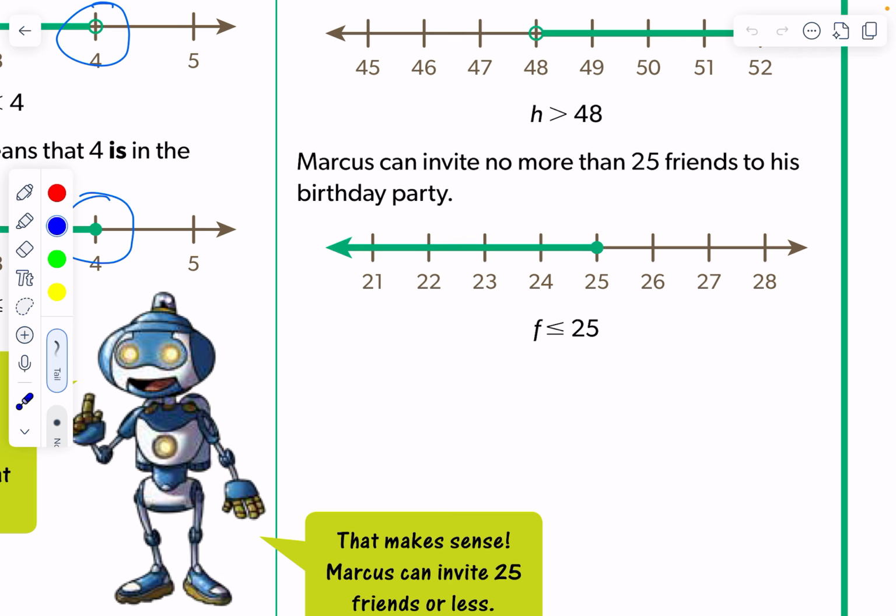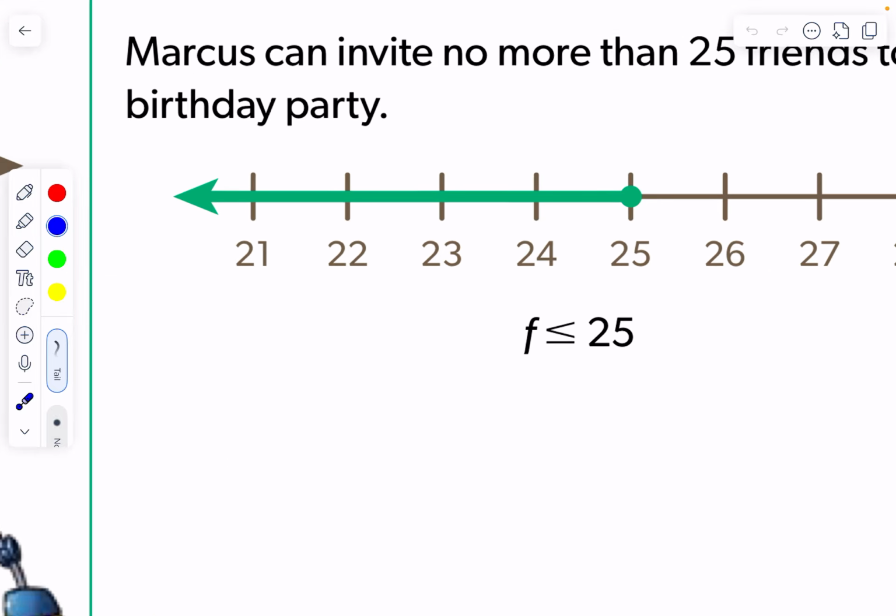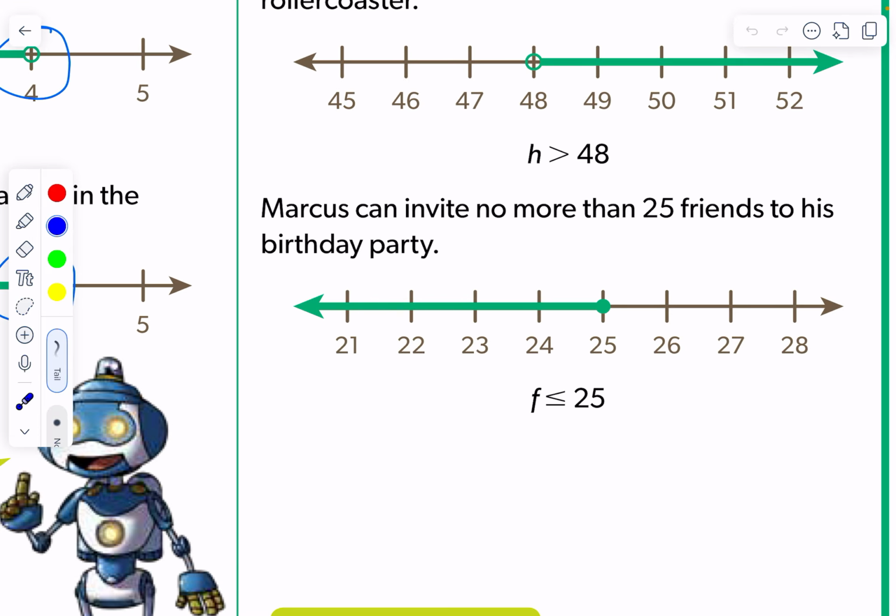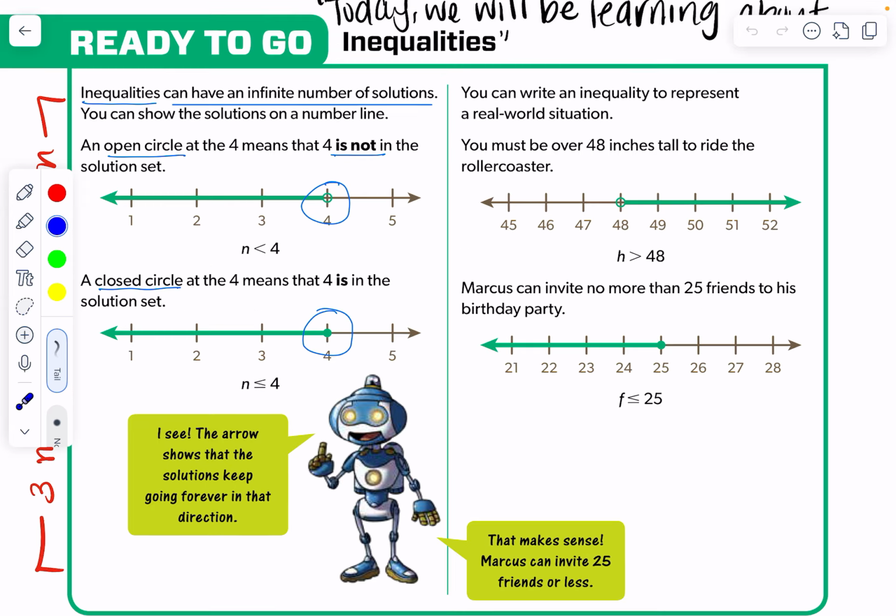Maybe Marcus only has one friend. He can bring his one friend. Maybe he doesn't have any friends, so he is just going to have a birthday party with his family. He's going to have 0 friends, and it's going to be his family. Maybe he wants to invite all 25 people, or maybe 24 people. These are all potential answers or solutions to Marcus's problem. And then if we were going to write an inequality, we would say that his friends are less than or equal to 25.